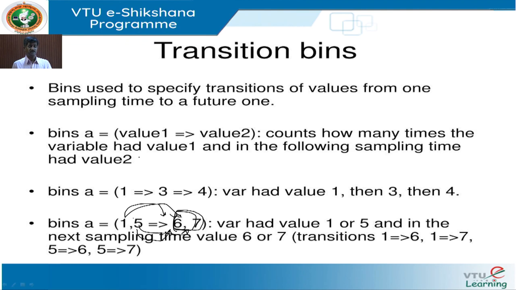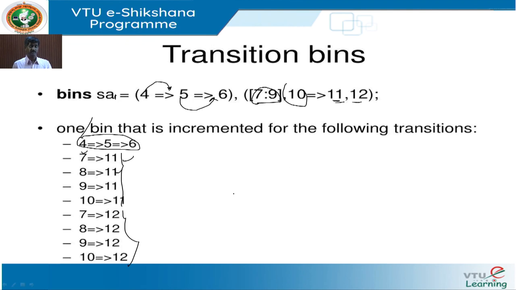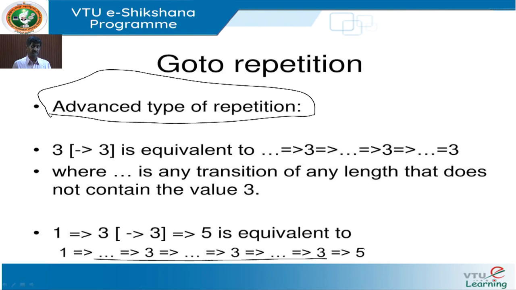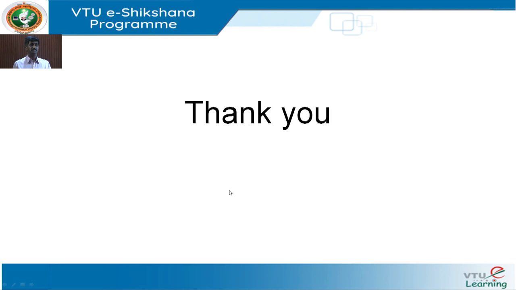Transition bins, so we explained the variation of the transitions, how the hit will be considered from that. So illegal, equivalency repetition, repetition, go to repetition, everything will be considered. So that's about the total functional coverage.